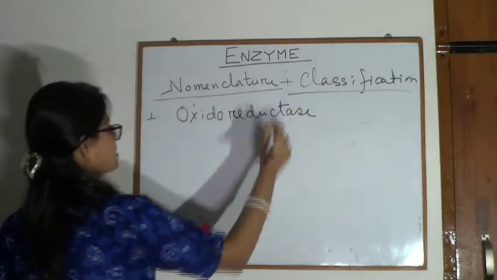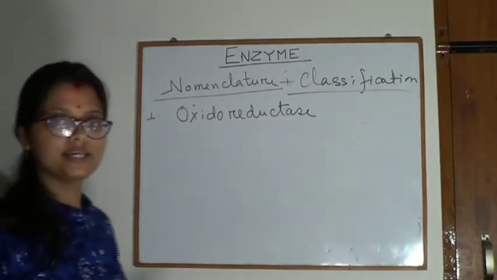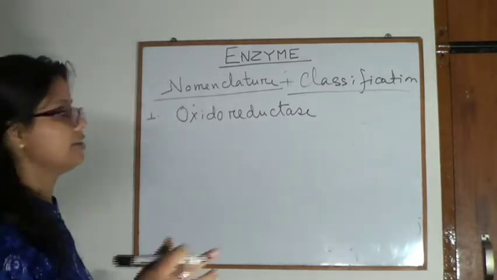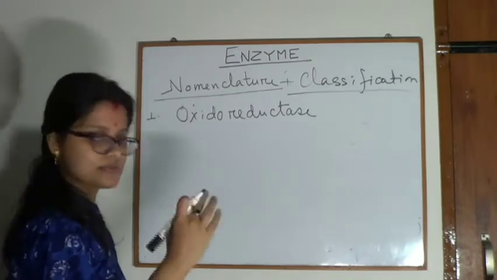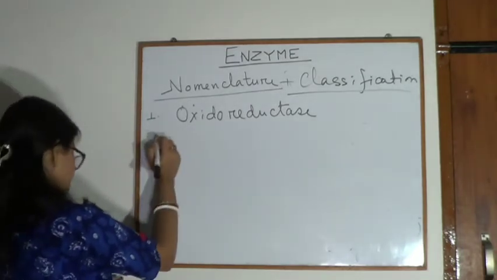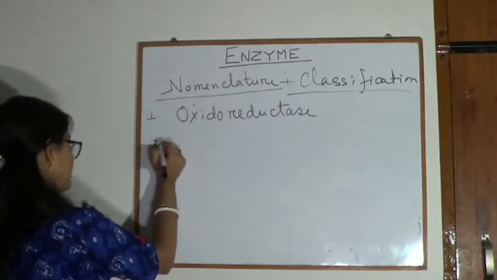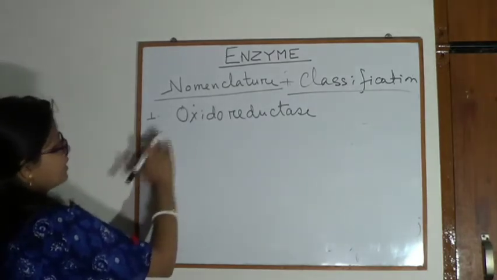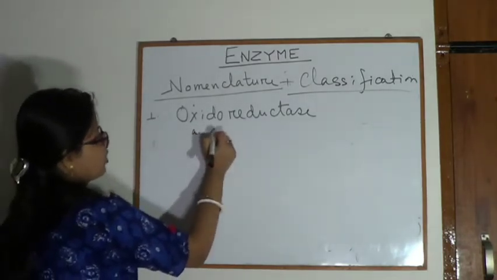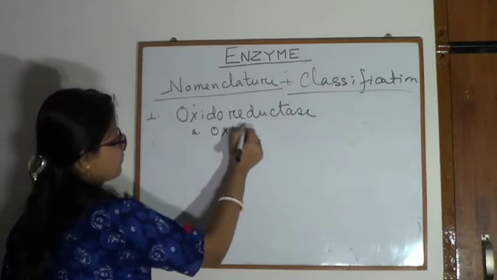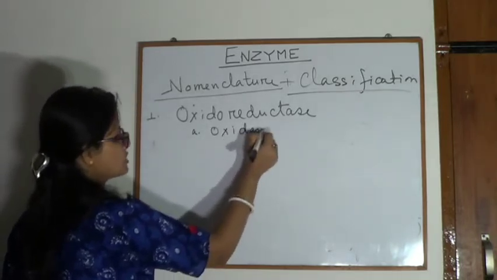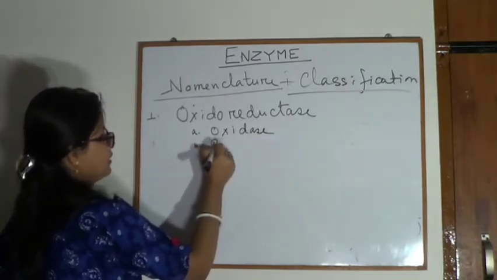Oxido Reductase. The first group is Oxido Reductase. Later I will discuss all of this group. The second one is Oxido Reductase, again of 3 types: oxidase, reductase.